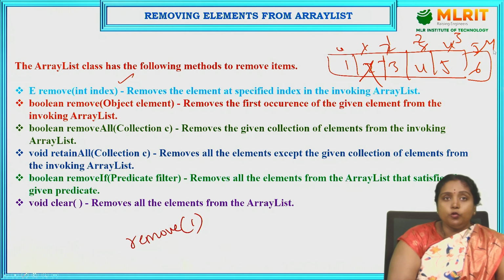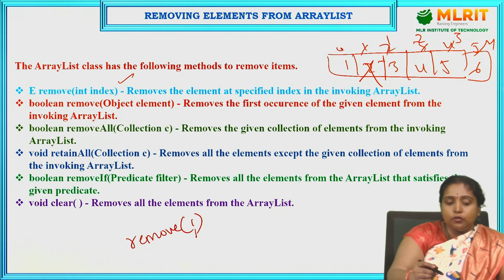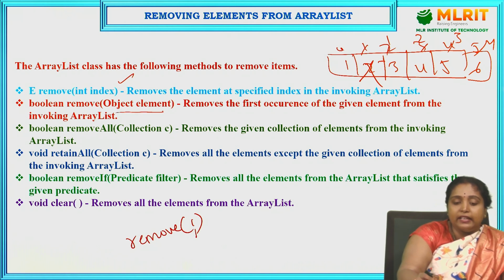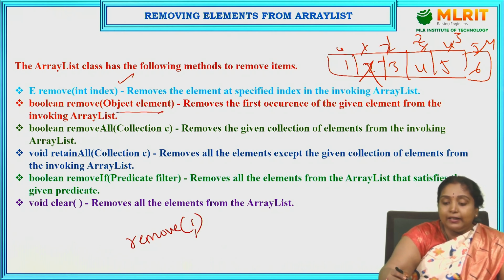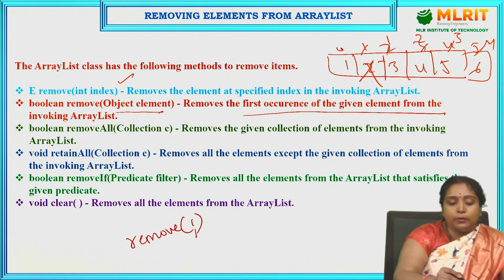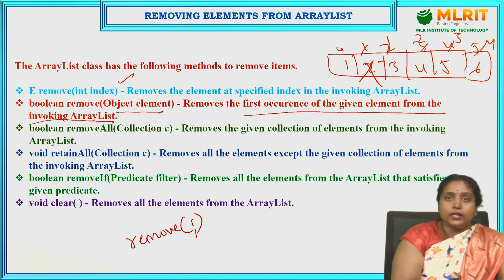And next, remove of object elements. If I give the object of that element, it will remove the first occurrence of the given element from the invoking array list.